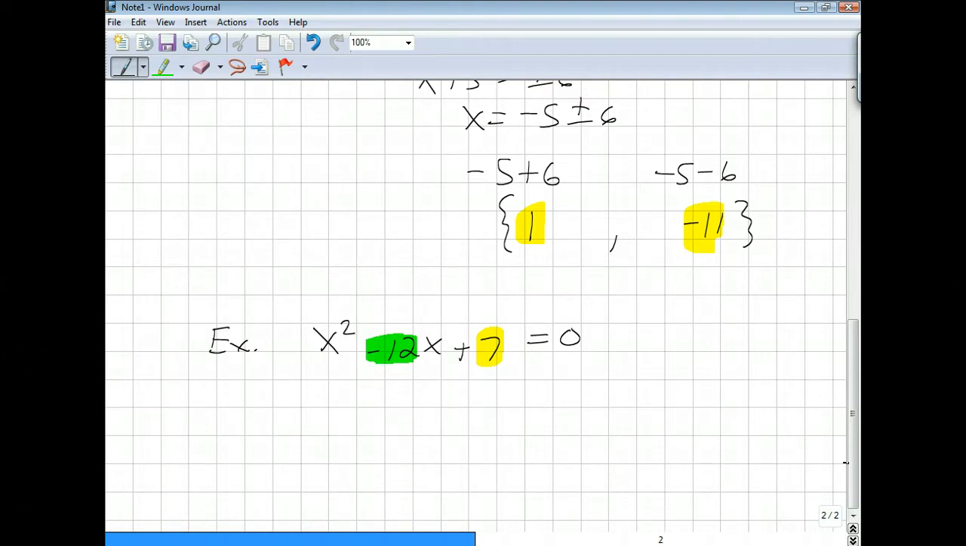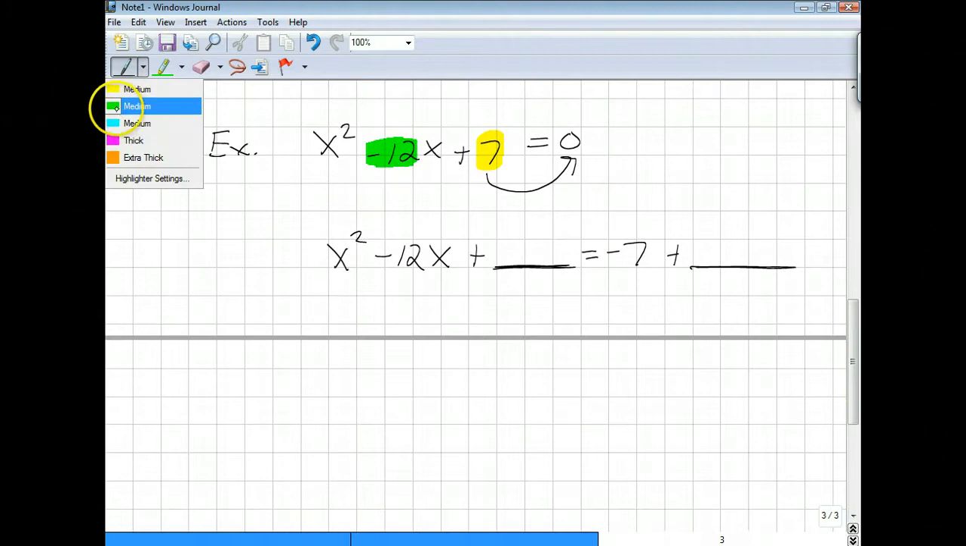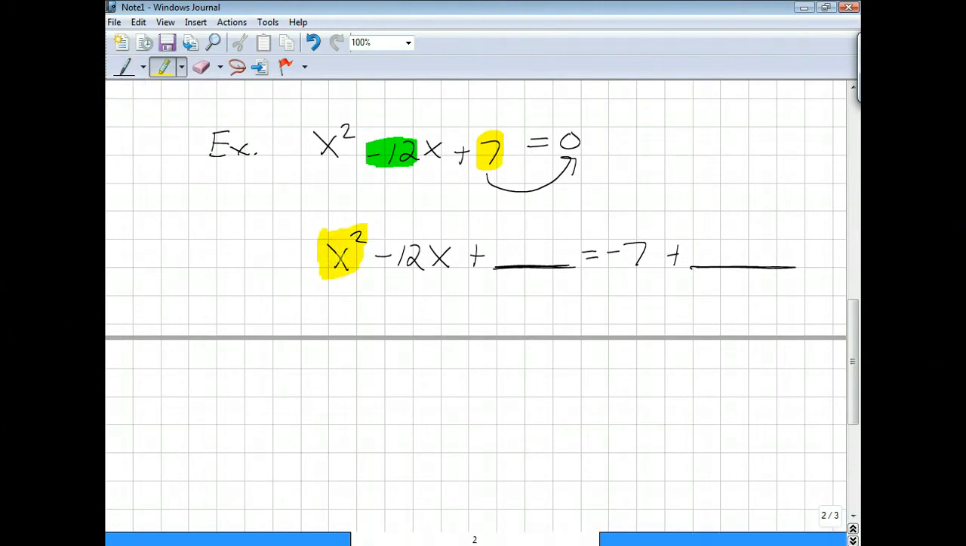So step number 1 is to take the constant and move it to the other side. That gives us x squared minus 12x plus, and we're going to leave a space because we're going to add something here, equals negative 7 plus something. Because if we add something to the left side, we have to add that same amount to the right side. Now, when completing the square, the coefficient of the x squared term has to be 1, and it is already, so we don't have to worry about that.